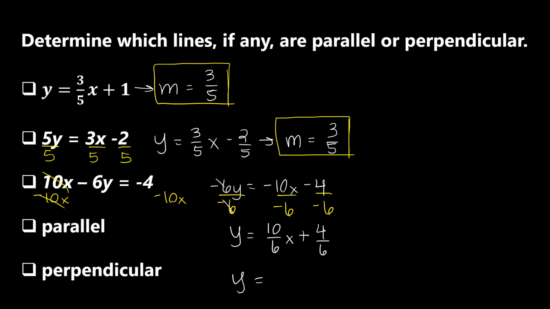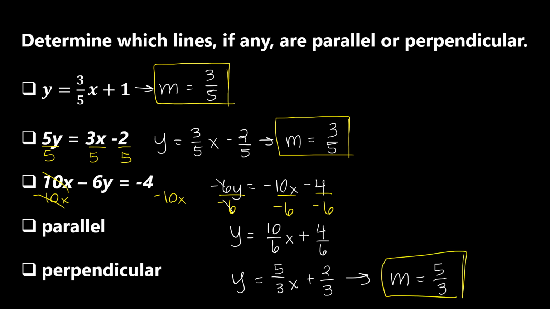So that will leave me 2 goes into 10 5 times, 2 goes into 6 3 times, so I have 5/3 x here, and then 2 goes into 4 2 times, 2 goes into 6 3 times. So I can identify my slope as being 5/3 for this last line.